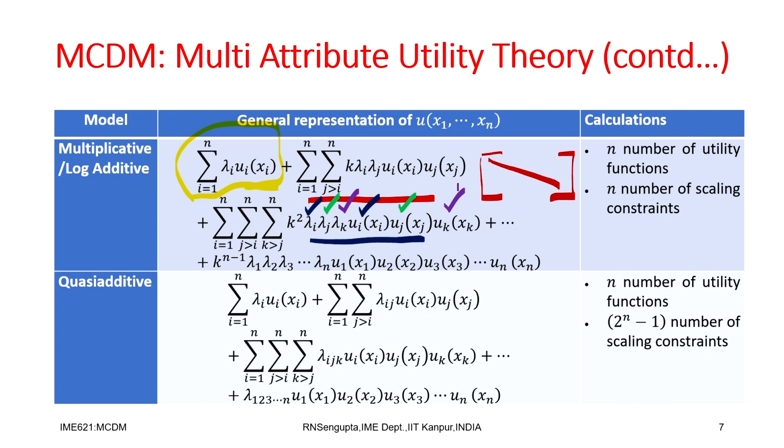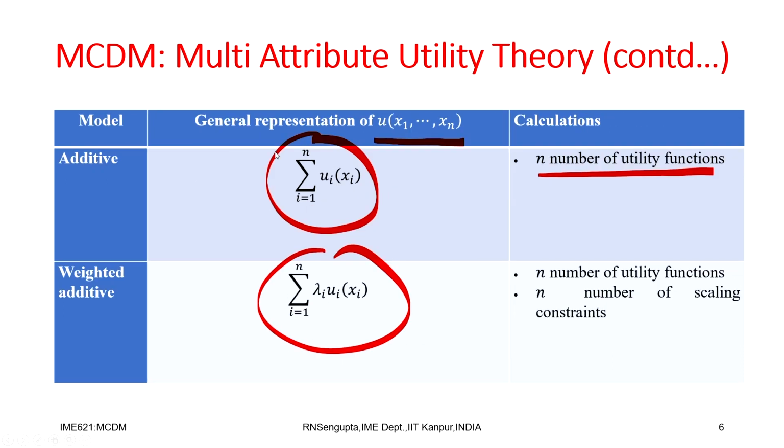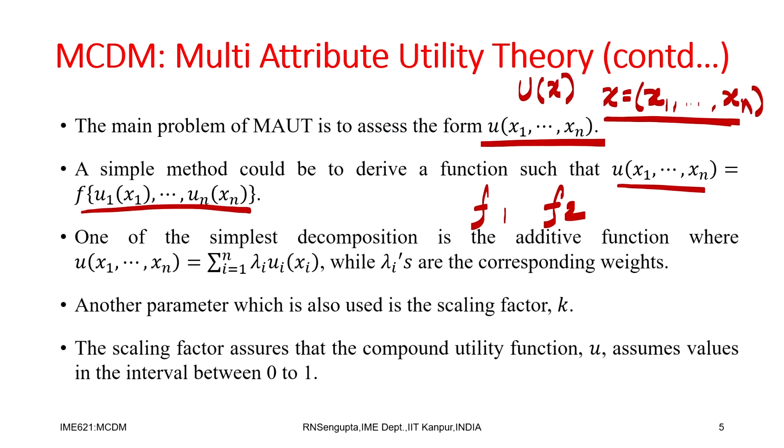Similarly, I can have 4 terms. And by the way, there is another thing I missed as I was going. There is k squared, depending on the factor being multiplied, and this factor k, if you remember, was given as the scaling factor. So, you can see the scaling factor here when we started.